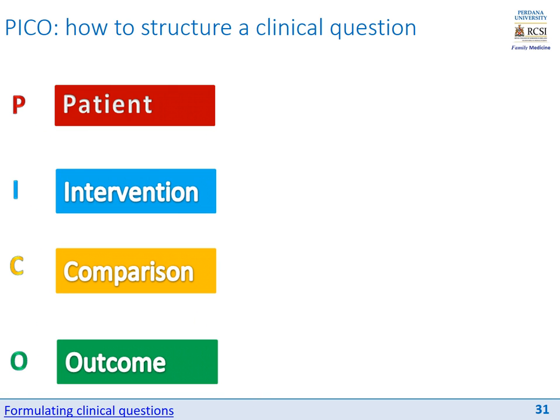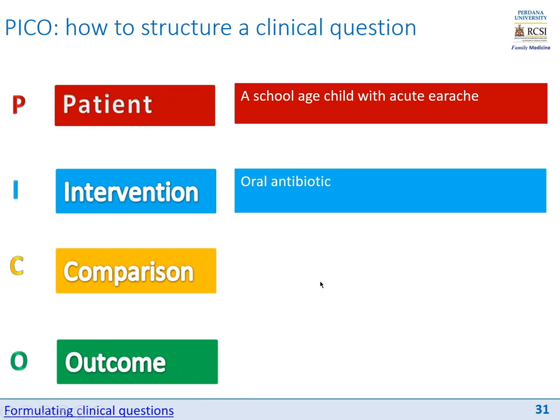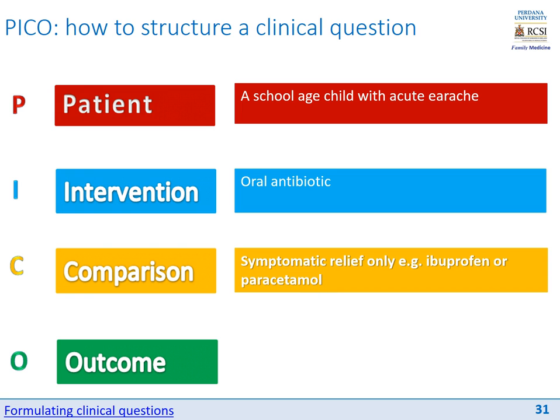So, who's the patient here? We know this boy is 7. But there's another crucial bit about him that we know, that he's got acute earache. So, school-age child with acute earache. You don't need to differentiate boy, girl here at this point. The intervention would be an antibiotic. You don't need to specify type of antibiotic, just oral antibiotic. And the comparison would be either, as it states here, symptomatic relief only. You could also put in here nothing, or placebo.